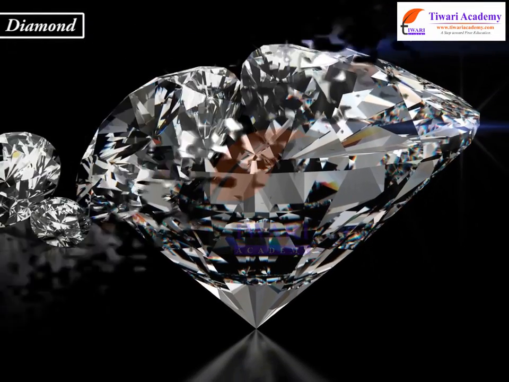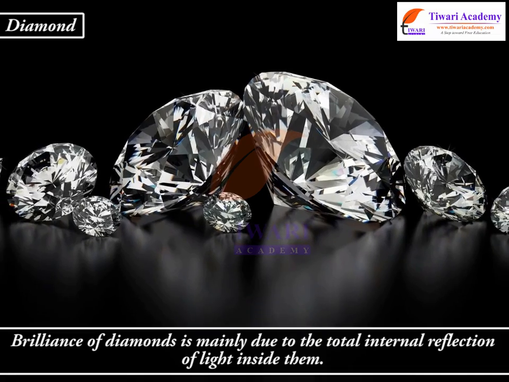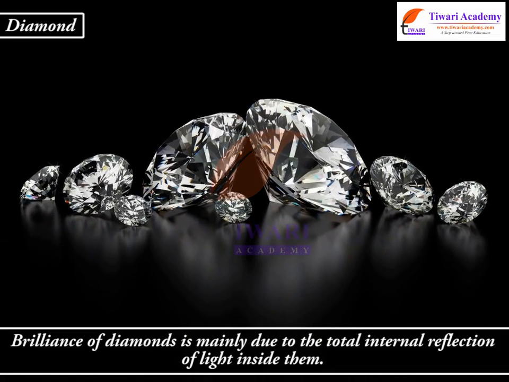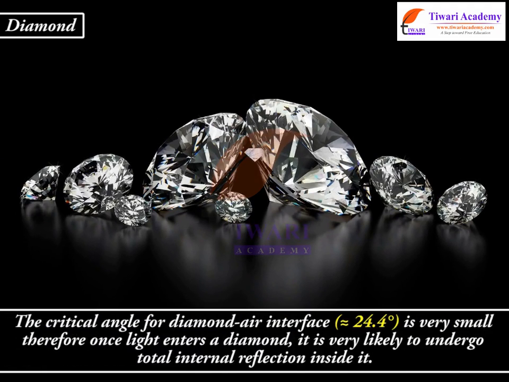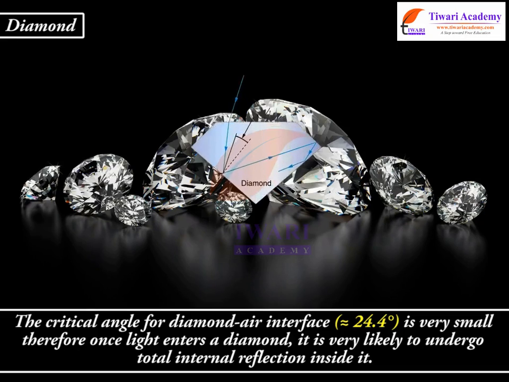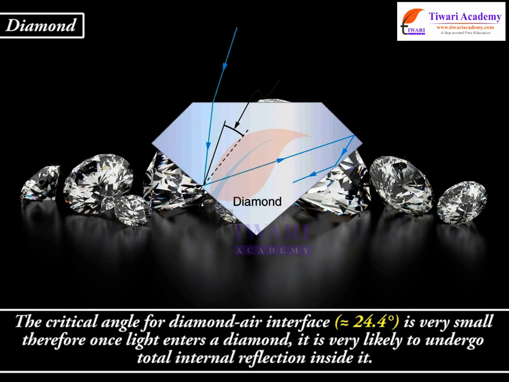Diamond. Brilliance of diamonds is mainly due to the total internal reflection of light inside them. The critical angle for the diamond-air interface, 24.4 degrees, is very small. Therefore, once light enters a diamond, it is very likely to undergo total internal reflection inside it.